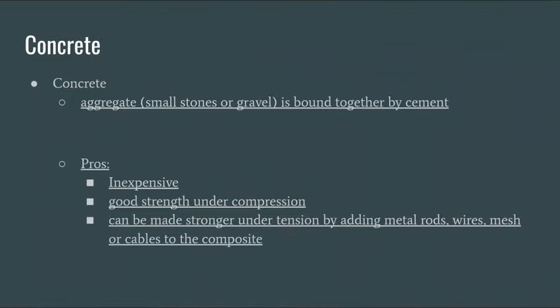It has good strength, so it will not tumble down when you add things on top of it. And even it can be made stronger by adding different things like metal rods, wire, or cables in the composite. So some houses even use steel beams to make the concrete stronger and make sure that the house doesn't fall or crack under tension.